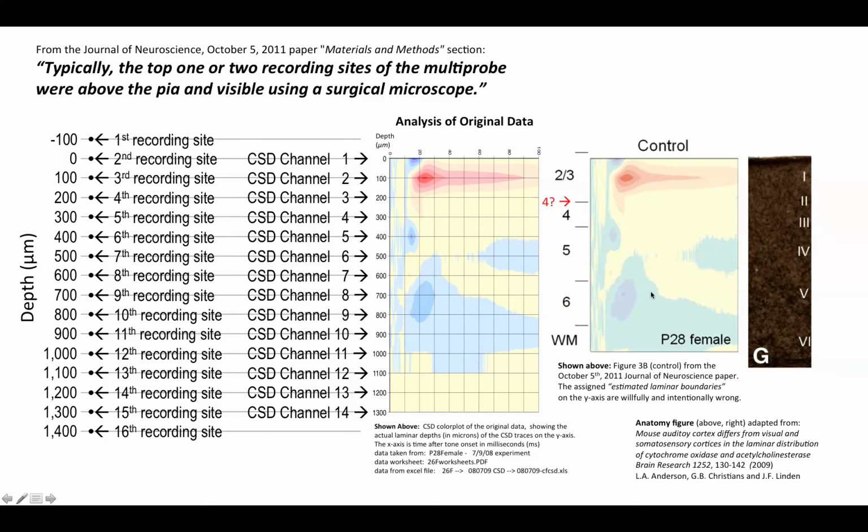And you can see here in this figure that these laminar boundaries are entirely unfounded. They put white matter where layer 6 really should be, layer 6 where layer 5 should be, layer 5 where layer 4 should be, layer 4 where layer 2/3 is, layer 2/3 where layer 1 is, and then they just run out of space and don't even put layer 1 on their categorical y-axis. Why is layer 1 not in the figure?